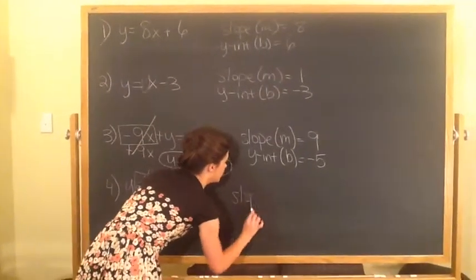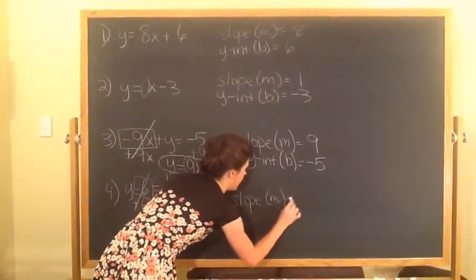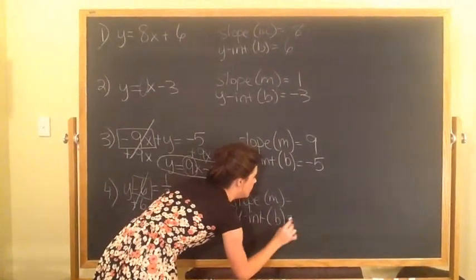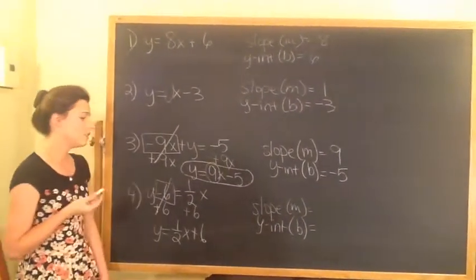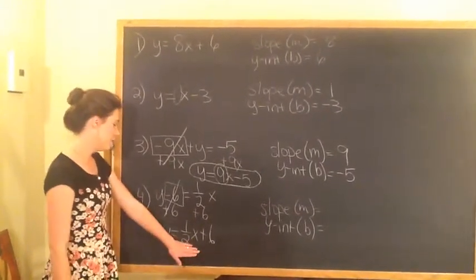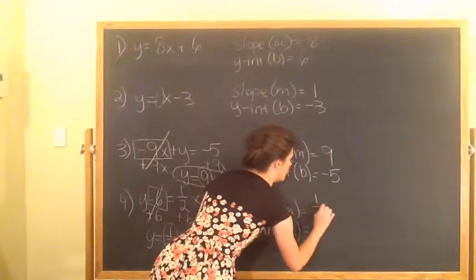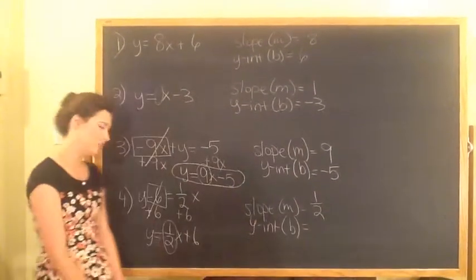So I have to look for the slope, which is the m, and then the y-intercept, which is represented by the variable b. For our slope, we need to look at our x term, which is right here. And the coefficient of our x term is 1/2. So that means our slope is 1/2. We go up 1 over 2.